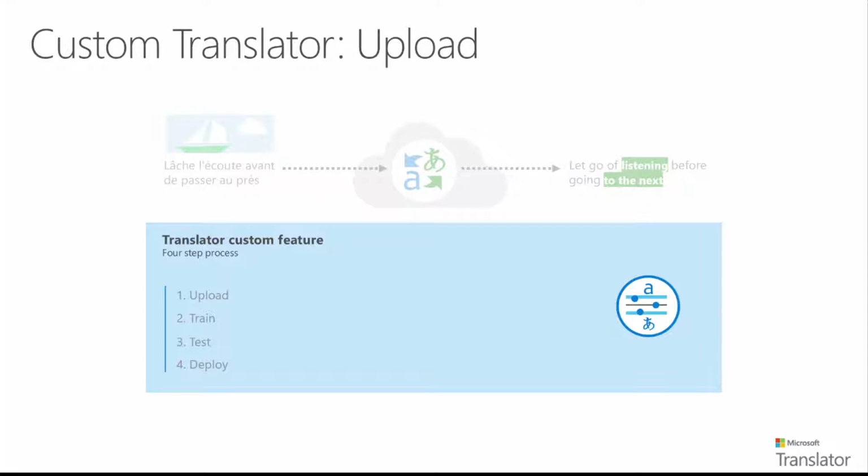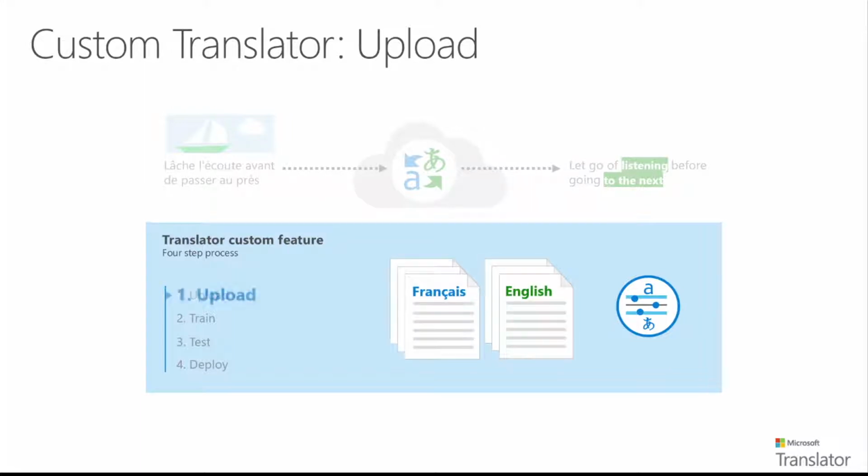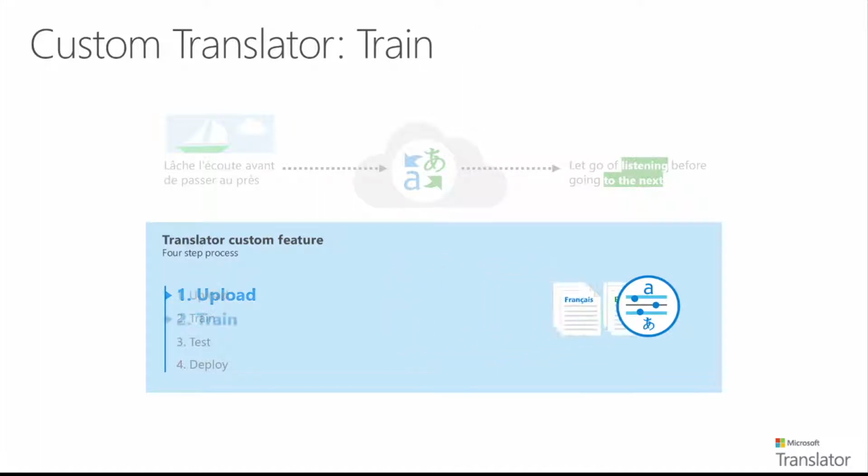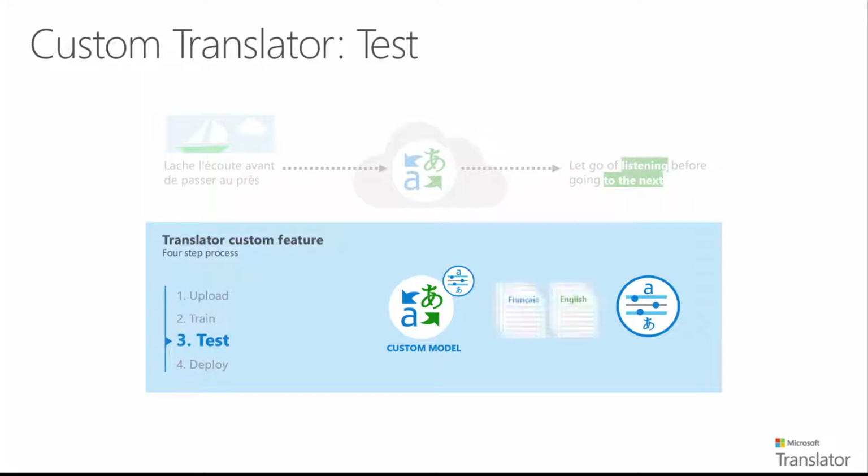So how you would approach that: you would upload parallel material here in French and in English that is relevant for the sailing terminology. You would train a system that is a layer on top of the generic system. Here you can see the combination of these two systems. That's what happens in training, based on a test set that you provided.